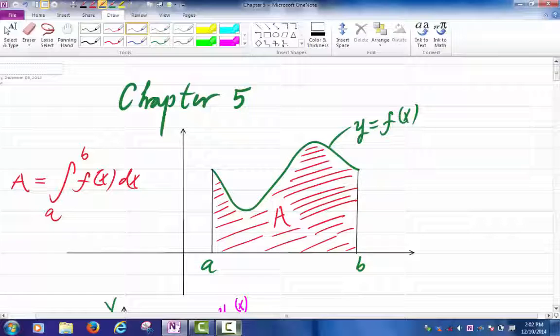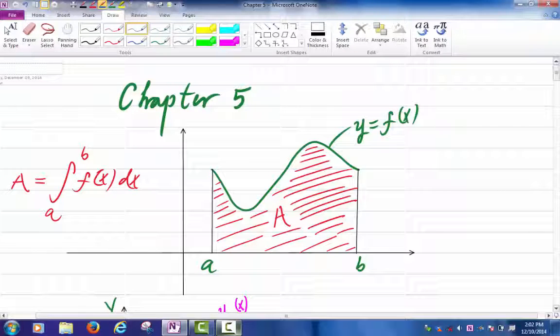We already learned in chapter 4 how to find the area below the graph of a non-negative function above an interval from a to b, right? So the area below the graph of a non-negative function f above the interval from a to b is given by the integral of f of x from a to b, right? You guys remember that? So we learned that in chapter 4. That was one of the motivational examples that I gave you when we talked about a definite integral.